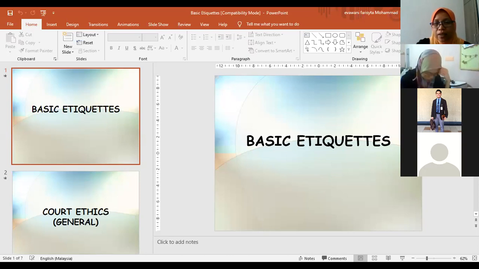Pakaian di kepala. Maknanya kalau kita yang pakai tudung, warna hitam, putih, navy blue ataupun dark blue. Okay? Bunga yang tidak keterlaluan atau corak bercap dibenarkan juga. Okay? Boleh. Maksudnya kalau kita punya tudung tu ada bentuk-bentuk, no, not a problem.